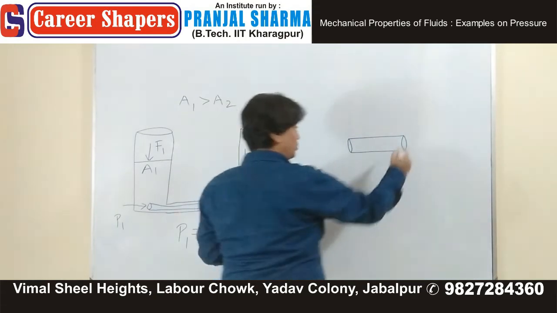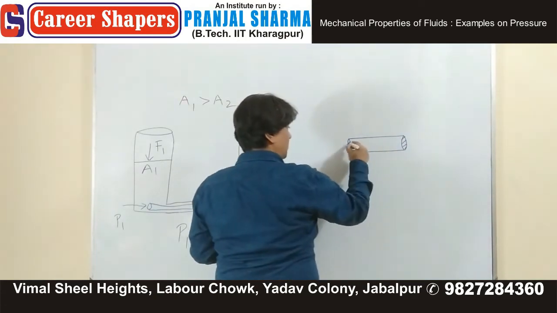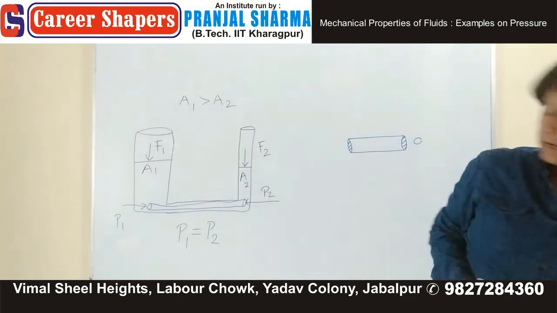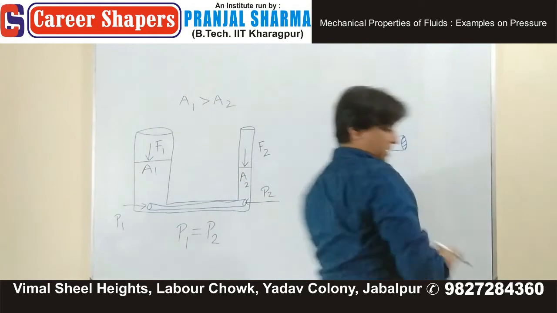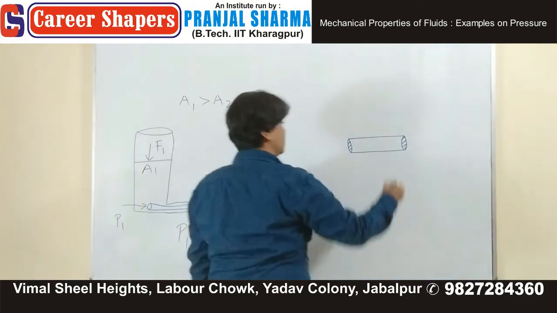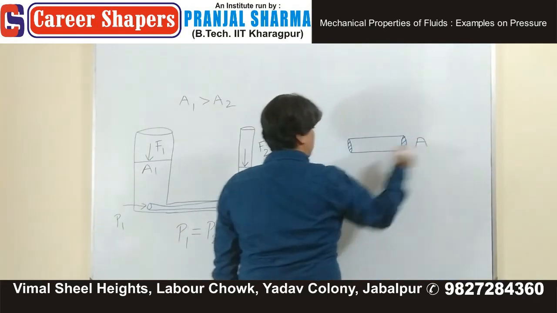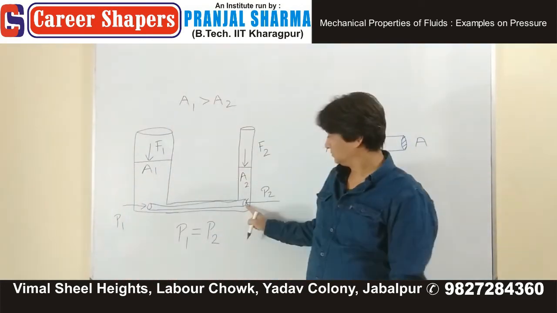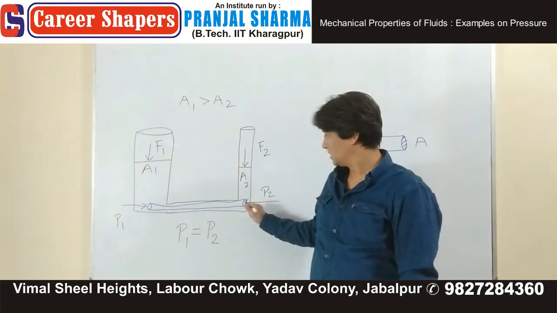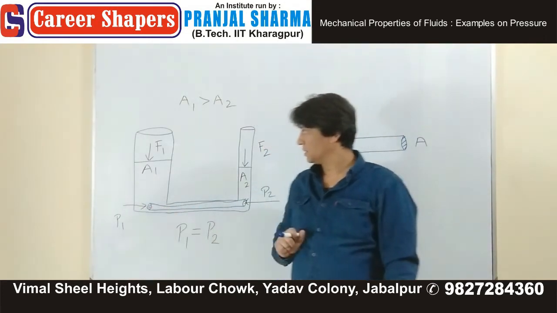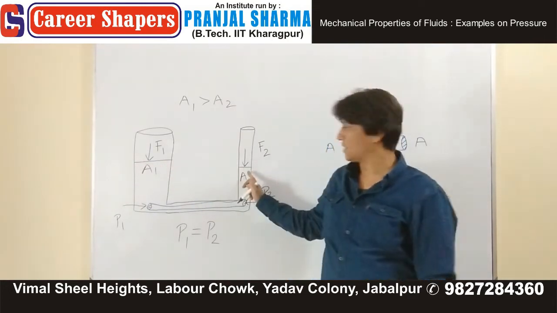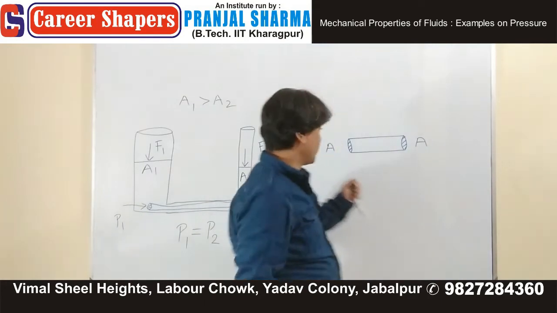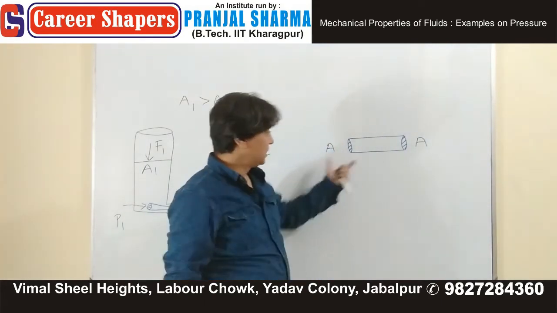Say this blue portion has a cross-sectional area of A on both sides. This is A1, which is greater than A2. What is A? Cross-sectional area of this blue imaginary or hypothetical volume which you have considered.